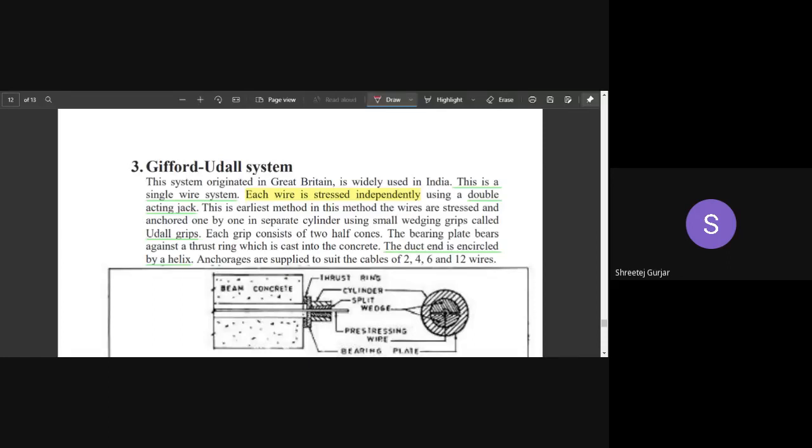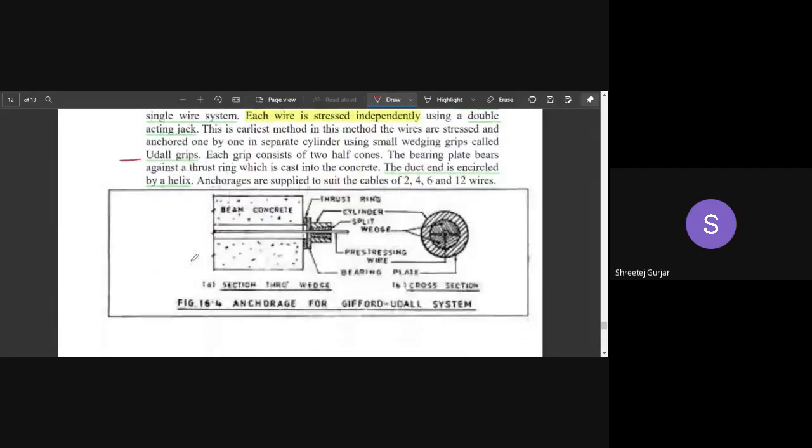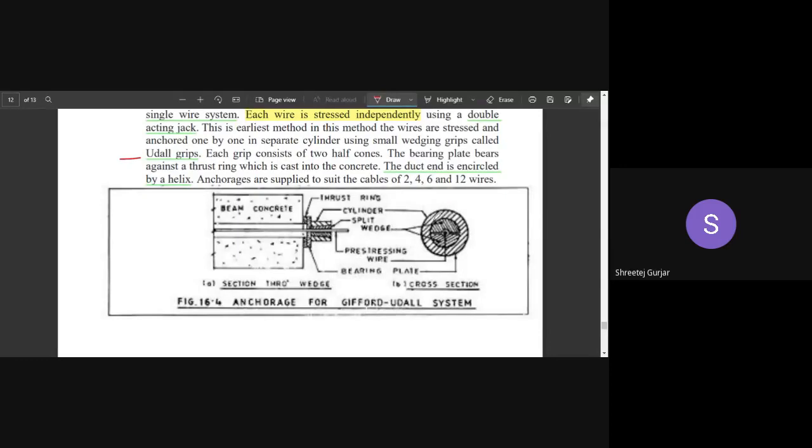So this is the earliest method, and in this method wires are stressed and anchored one by one in a separate cylinder using wedging grips, called Udall grips. So you can see this grip. You can see this is a cylinder and this is your wedge. Your wedge consists of two parts, not three parts but two parts.